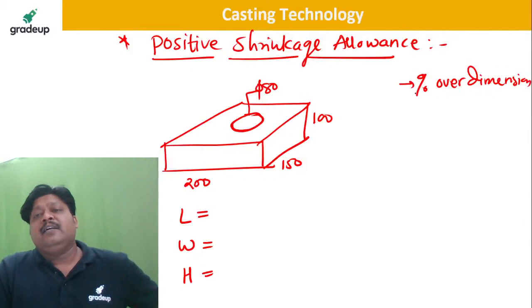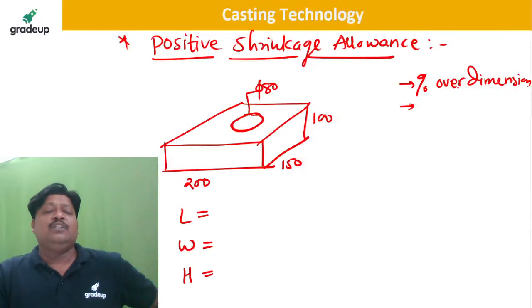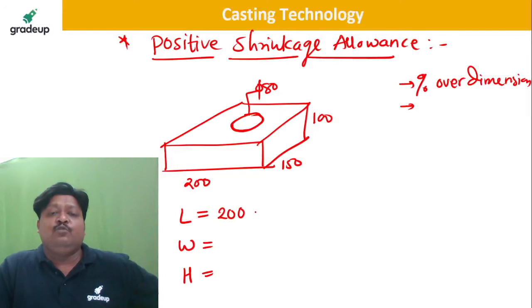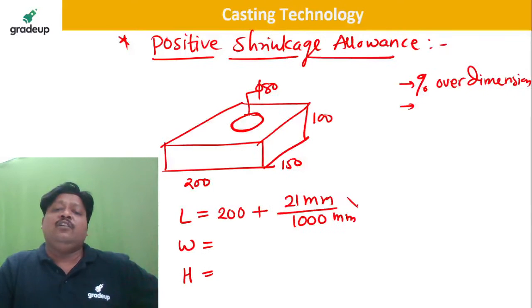Okay, and if there is a liquid shrinkage that we have, we can give the presentation in terms of volume percentage over volume. Now, dear students, tell me what is the length? Initial length is 200. On that we are going to provide 21 mm per meter. 21 mm per meter means how many millimeters? 1000 millimeter.